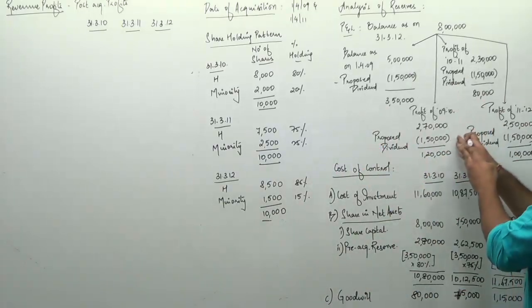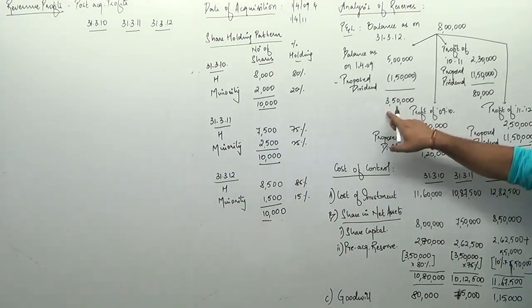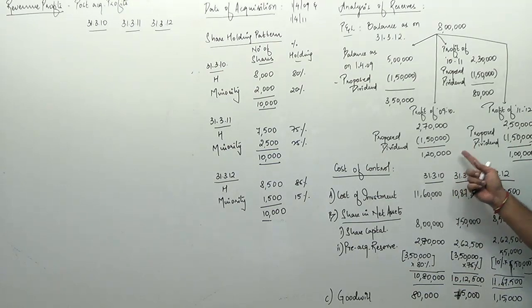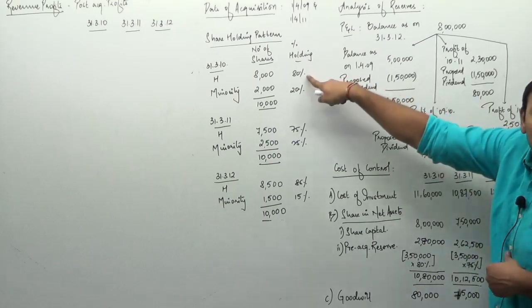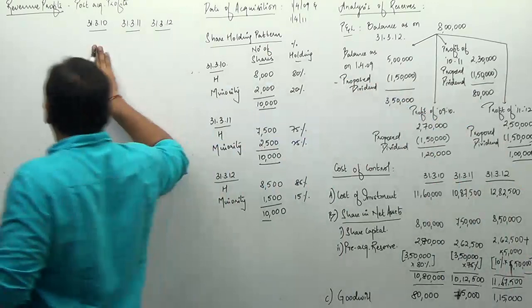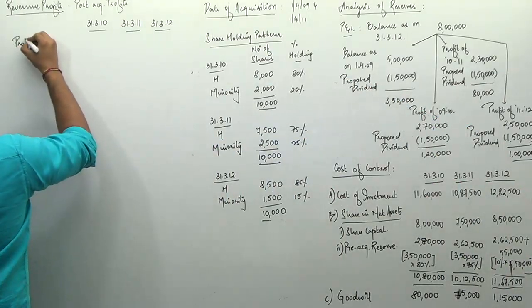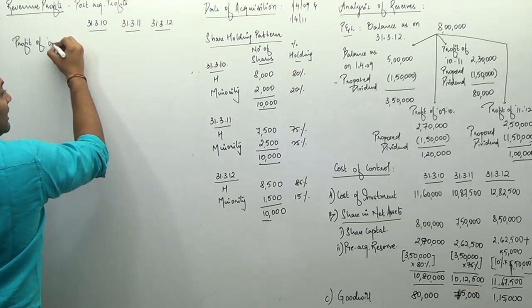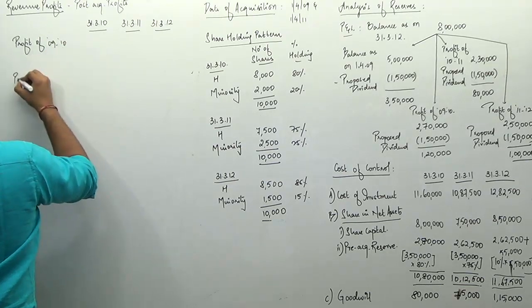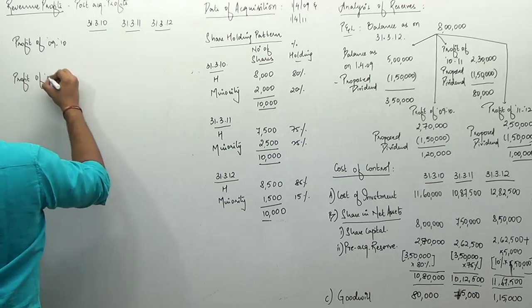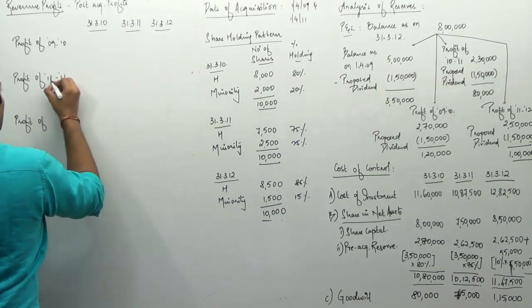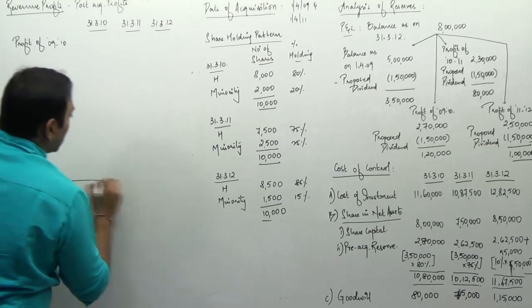Standing on 31st March 2010, that is up to here, 3,50,000 is pre, then how much is post? Only 1,20,000 is post. Only 1,20,000 becomes post acquisition. So out of this post acquisition profit, my share in that year is 80%. So how much will you take in? Profit of 9,10. Profit of 10,11. And finally, profit of 11,12. Come on. Keep adding.